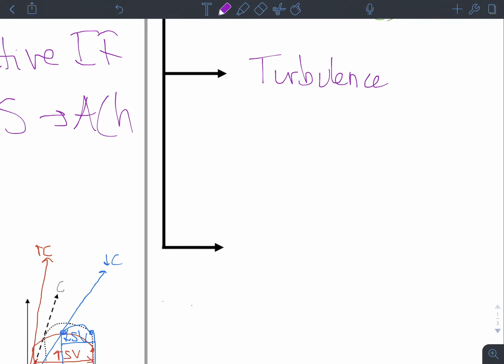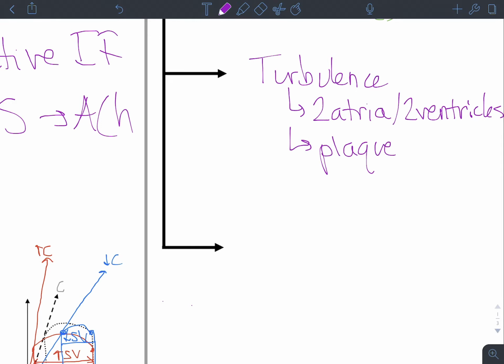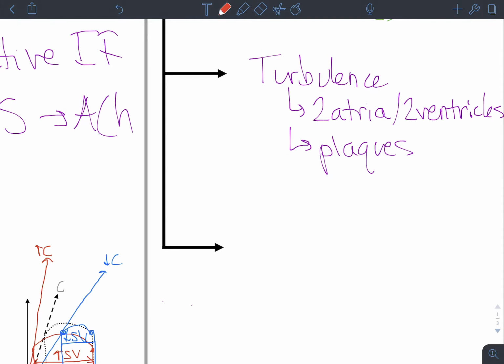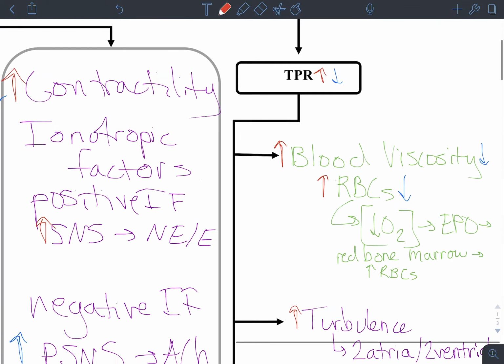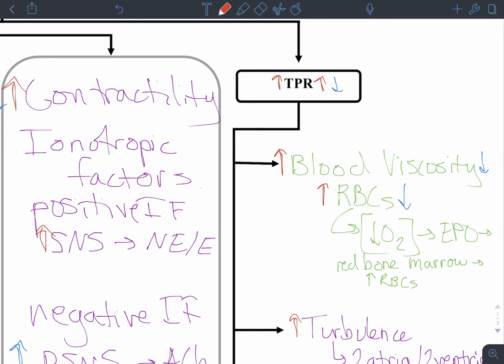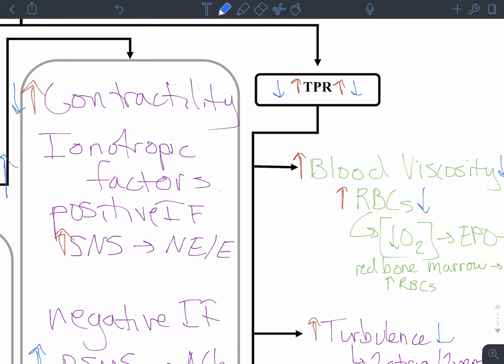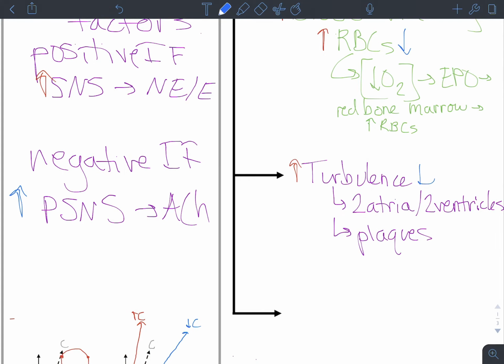So turbulence could be prevalent in the chambers of the heart, for example, the two atria or the two ventricles, because they are uneven surfaces. It could also really be present when there's a buildup of plaques, from lipid deposits or debris. So if you increase turbulence, that will increase total peripheral resistance, which will increase blood pressure. And if you decrease turbulence, that will also decrease total peripheral resistance. So if you don't have as many plaques, not as much resistance. If you have more plaques, more resistance.